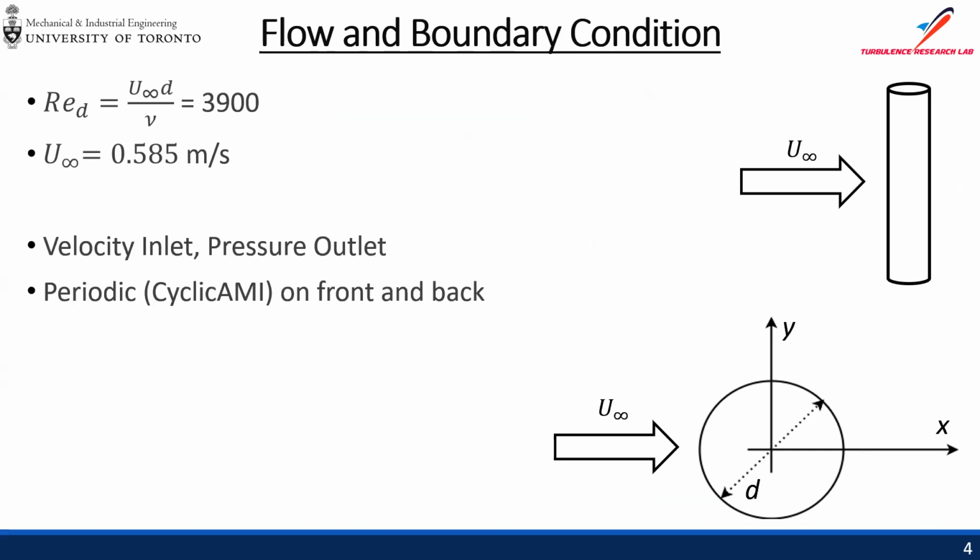The boundary condition is pretty straightforward. Velocity inlet, pressure outlet. We're using a periodic boundary condition on the front and back here, or basically the top and the bottom of the cylinder. This gives us a nominally two-dimensional flow, but the flow itself and also the simulation is fully 3D. We're mainly doing this to reduce the interference of the ground effect.